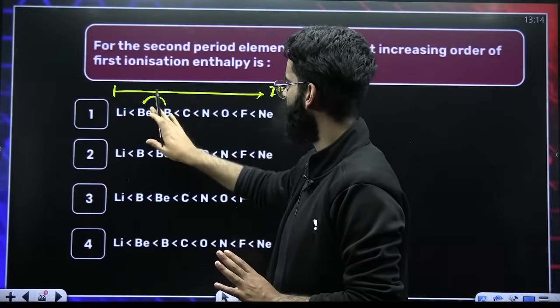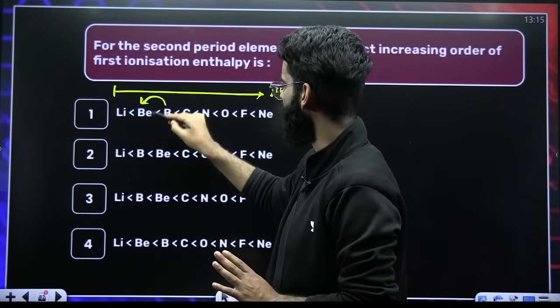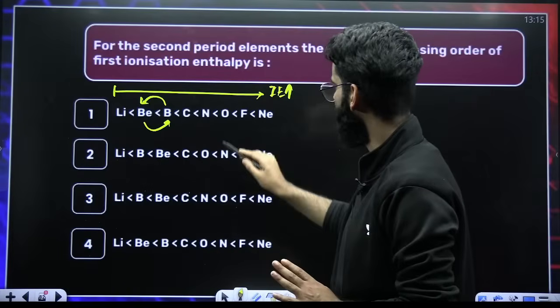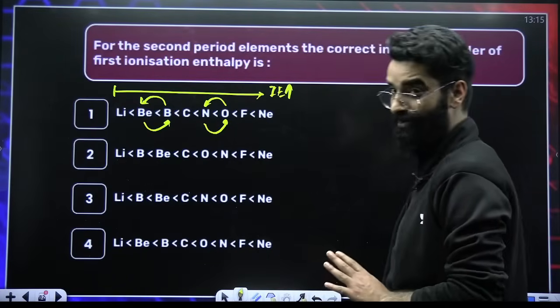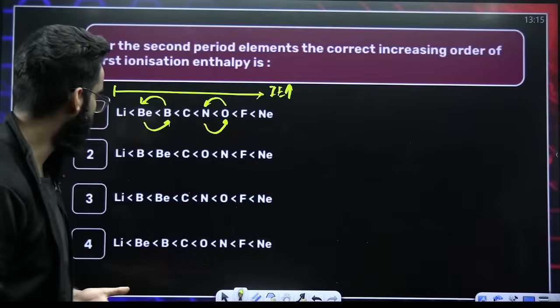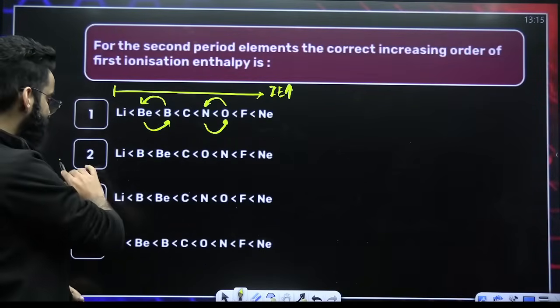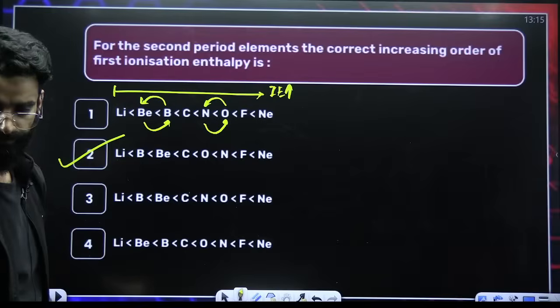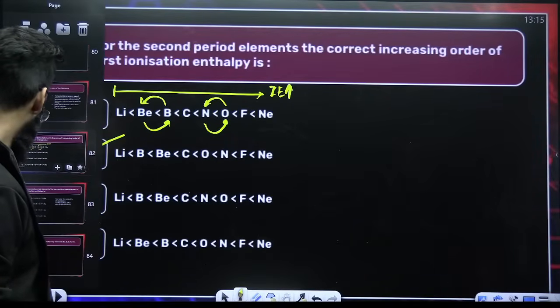But here you have to interchange the positions. Boron you have to keep here, beryllium you have to keep here. Similarly, nitrogen you have to keep here, oxygen you have to keep here. The logic you already know: the half-filled configurations. So the actual order will be lithium, boron, beryllium, carbon, oxygen, nitrogen, fluorine, neon.